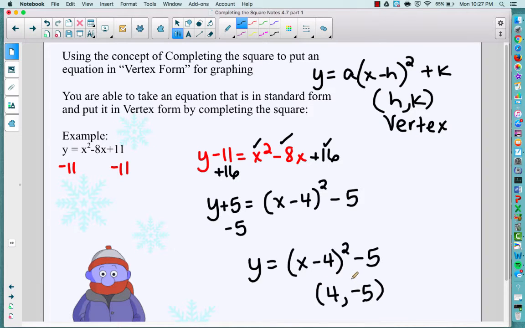All right, and we're going to practice that one tomorrow in class, but I just wanted you to see it. The only difference is instead of setting y equal to 0, I leave it there. But I follow the exact same process of completing the square.